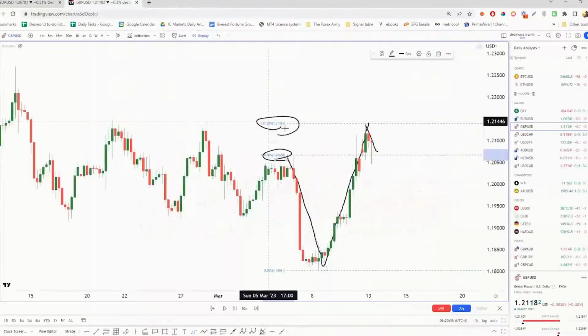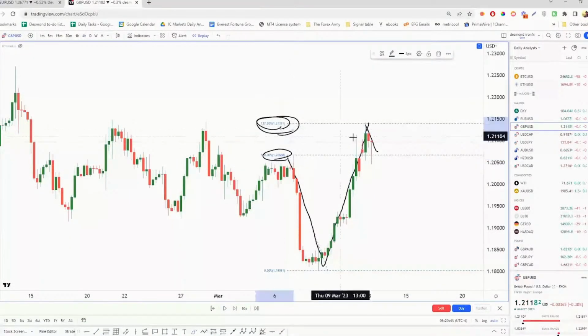The setups I took were purely from here. We take the reversal of the 127 and play it down to the 100%. Now the success of this strategy lies in confluence. Sorry, just give me a second.